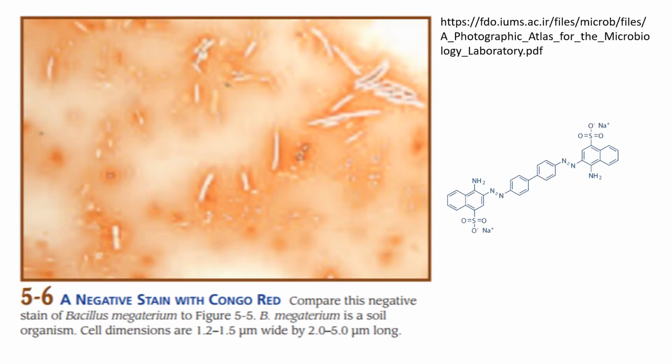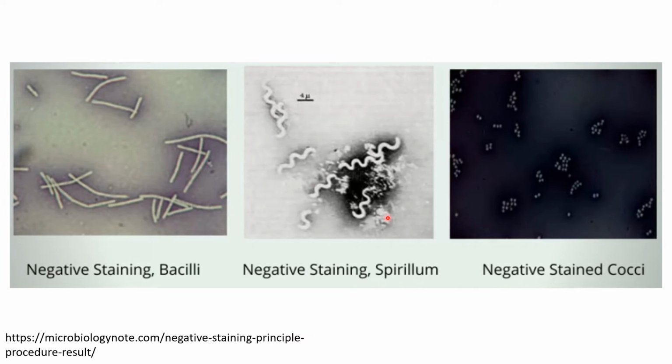Okay. Another example of a negative stain, of course, is Congo red. We could also use Congo red instead of nigrosin. So here we have the same bacteria, Bacillus megatherium. Okay, and similar to nigrosin, this also has a functional group as you see, a negatively charged functional group, making this pigment or stain acidic. So these are some examples of negative stains.